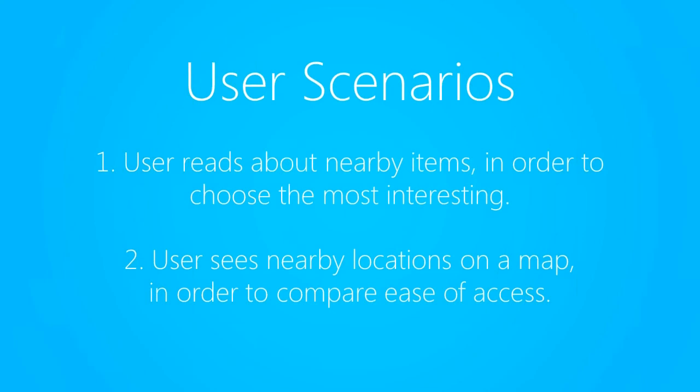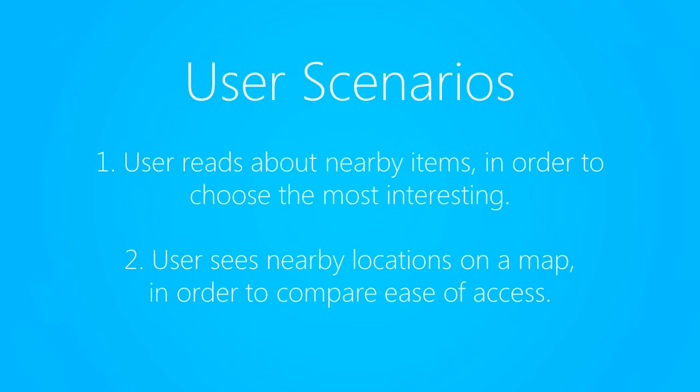The user reads about nearby items in order to choose the most interesting. So sometimes with geocaching, the name of it will be like Pirate's Booty or something like that, and that sounds interesting as opposed to just geocache number 2. So you'd want to see a detail like that. Second scenario, user sees nearby locations on a map in order to compare the ease of access. So you might know these 2 caches are half a mile away, but this one is like in the ocean. It's important for me to know that I don't have to go swim to it. So the map and how interesting the nearby items are are the 2 use cases.